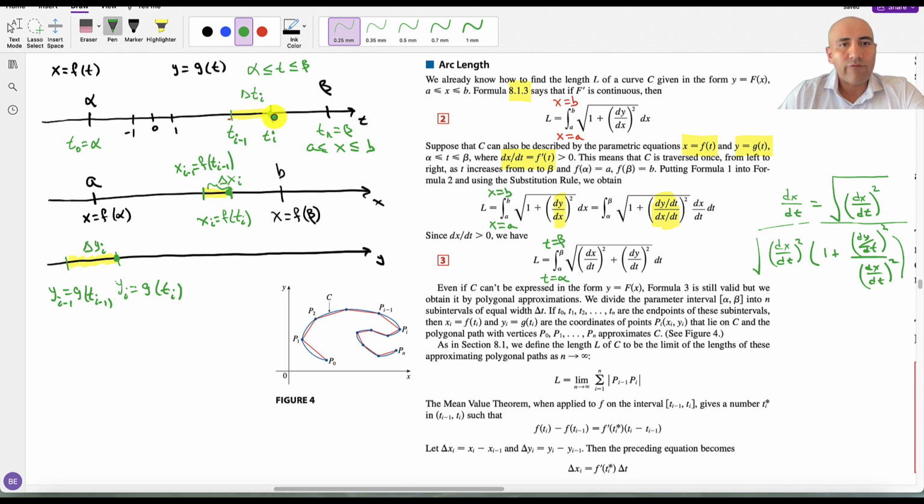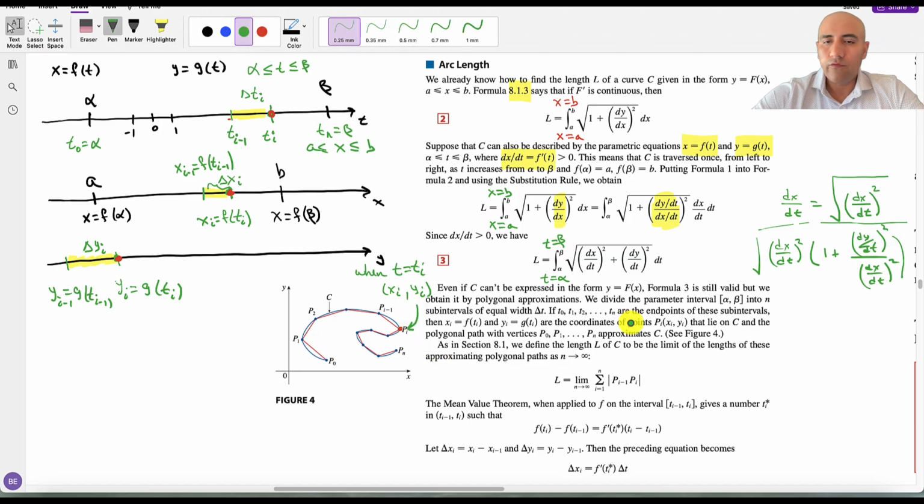For a particular point, when t equals t sub I, we have the ordered pair x sub I comma y sub I that come as the result of plugging in these values. We plug in the t sub I value, we get a corresponding x sub I value here, and a corresponding y sub I value there. The x sub I and the y sub I correspond to this point, and that in turn corresponds to this point right there, the p sub I value.